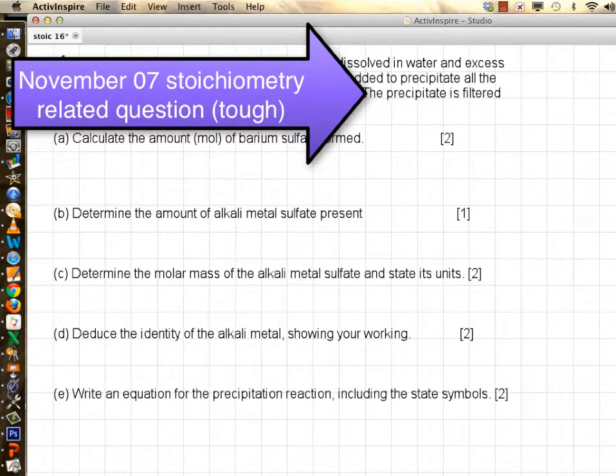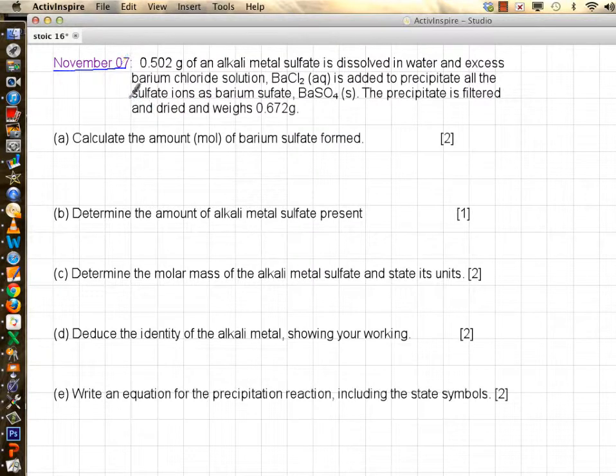I want to look at a question from November of 2007, stoichiometry. Although for this question, it's fair game if you have it at the end of the 2-year program. You need a little bit of periodicity, periodic table, and also your charges and ionic bonding.